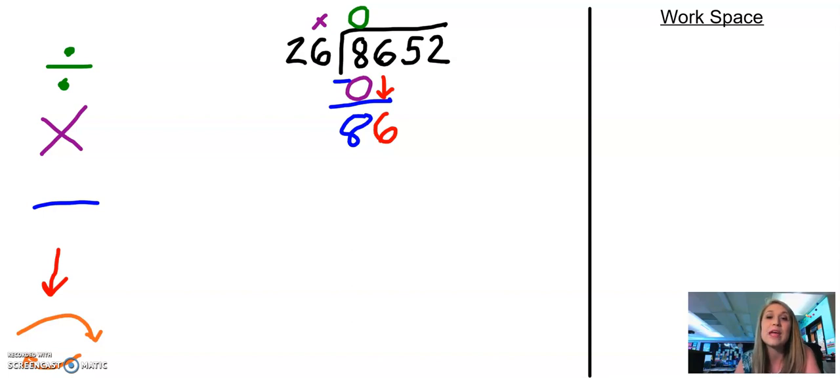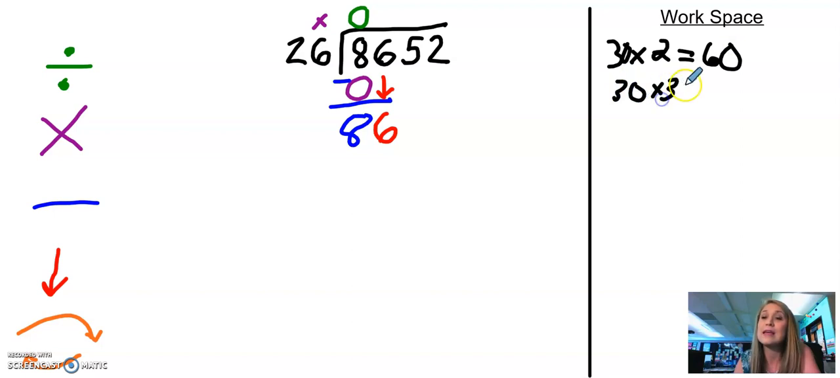turning our 8 into 86. Now we have to ask ourselves, how many times can 26 go into 86? Well, I don't know my 26 times families, so I'm going to have to do a little work over here in my workspace. Using estimation, I can round 26 up to 30. And I know that 30 times 2 equals 60, and 30 times 3 equals 90. So I know I'm going to want to choose anywhere between 2 or 3 to multiply my 26 by.